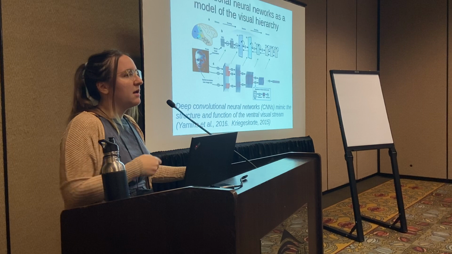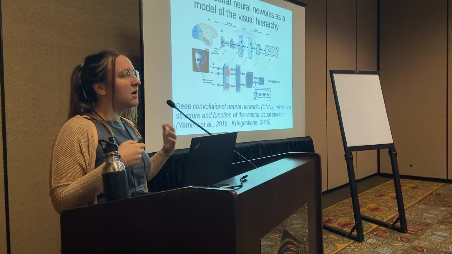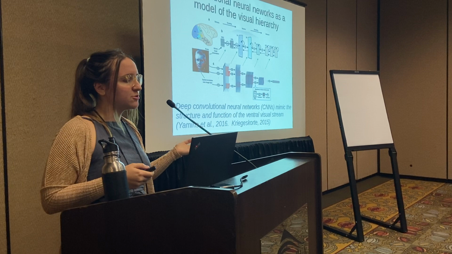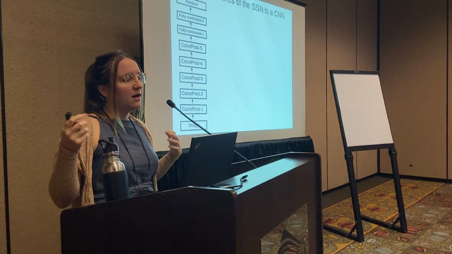And so we can think of the SSN, because it's doing a computation that exists throughout the visual hierarchy, as being a canonical circuit that might be present at each area in the ventral stream. And so the idea of putting together these models is that you have a feedforward model of the ventral stream in a convolutional neural network, and we have a sense of what the recurrence at each layer of the ventral stream is based on this SSN model.